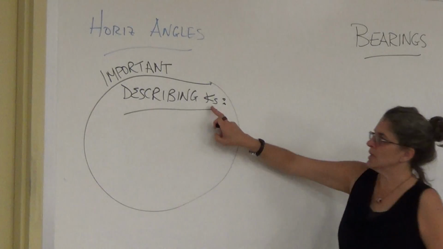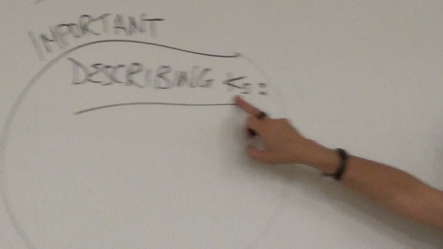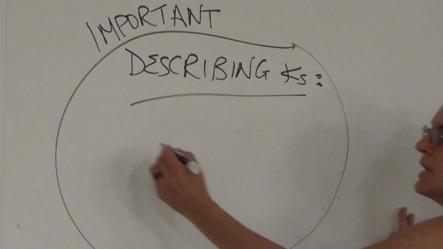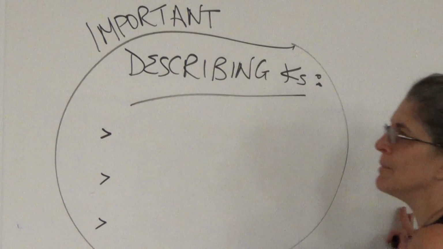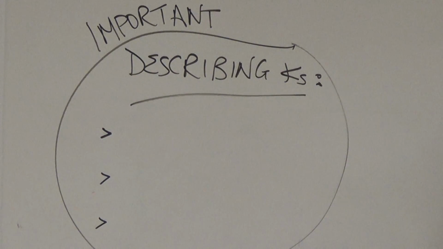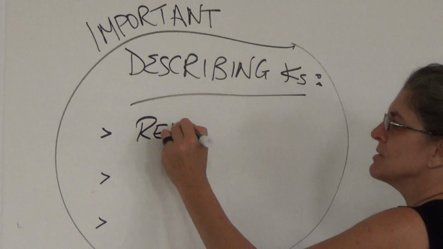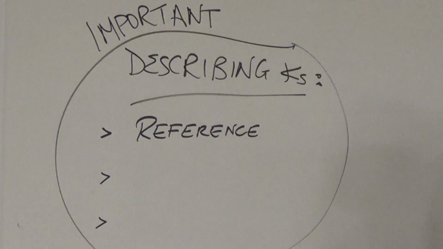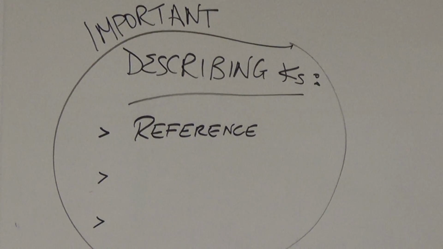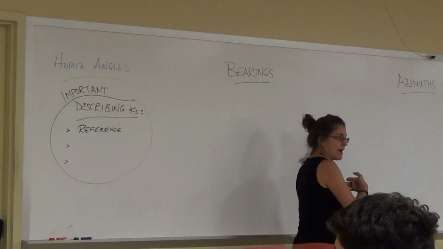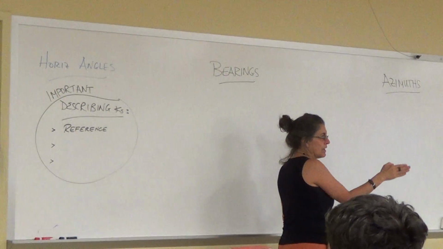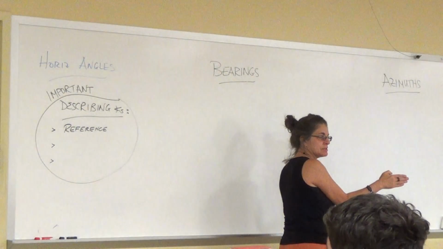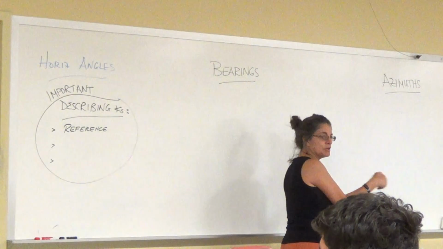Does everybody see my little symbol here for angles? Okay? So important, there are three pieces of information you need in describing an angle. You first need to know what the reference is. In the example I said where I'm sighting that corner of the room, the line from where I am to that corner, that's my line of reference. Does everybody agree with me?